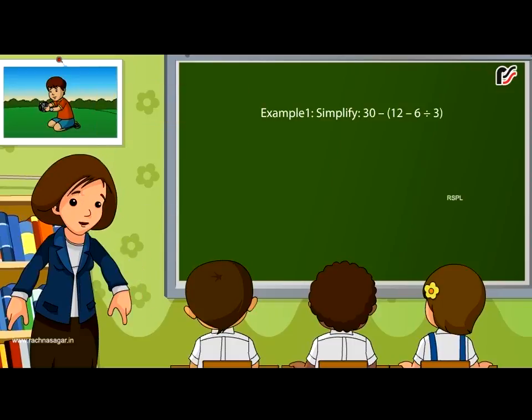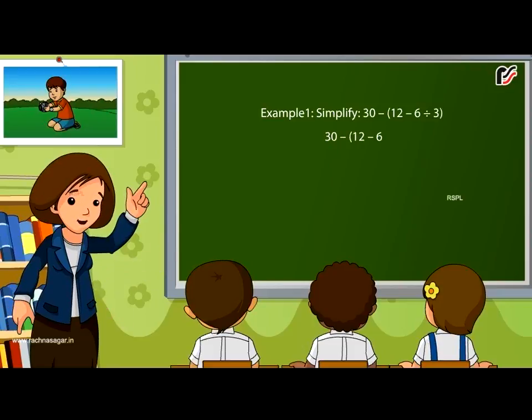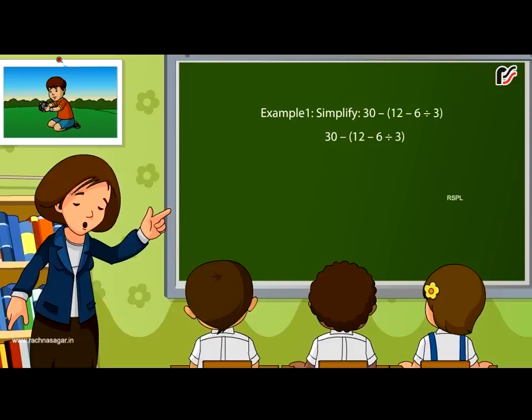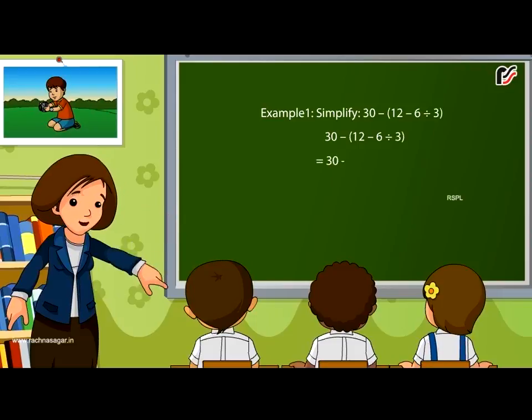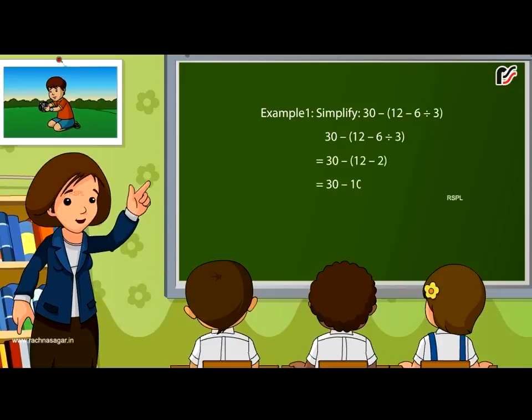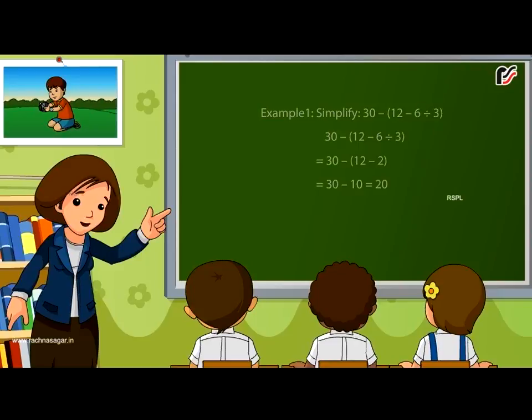Example 1. Simplify: 30 minus bracket 12 minus 6 divided by 3 bracket close, is equal to 30 minus bracket 12 minus 2 bracket close, is equal to 30 minus 10, is equal to 20.